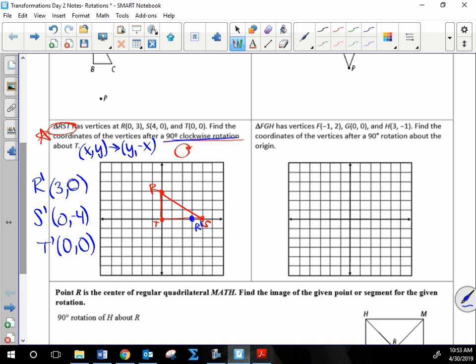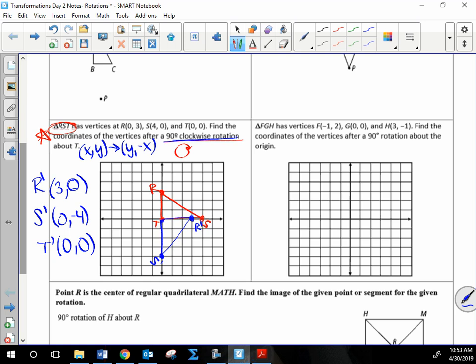And then S prime is 0, negative 4. And T is 0, 0. So we should get this. I don't care which method you use. Just find one that works well for you and be consistent. Questions with this one?